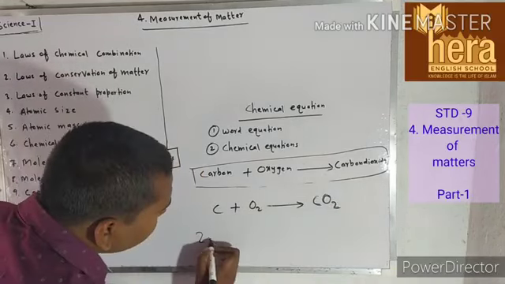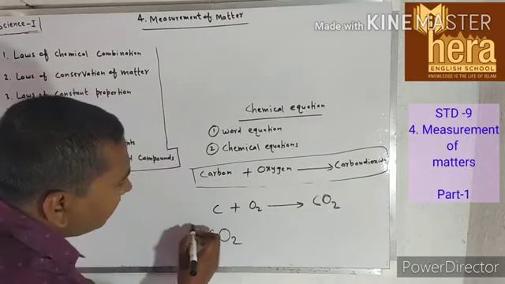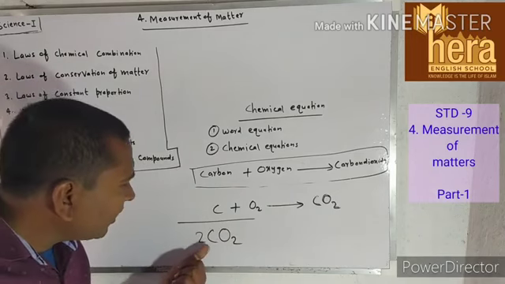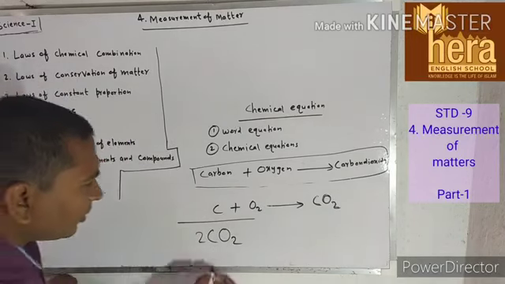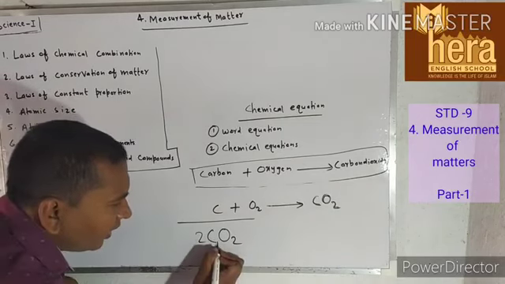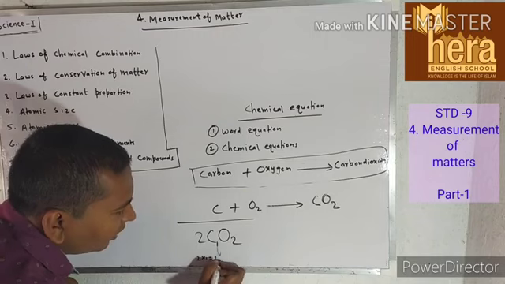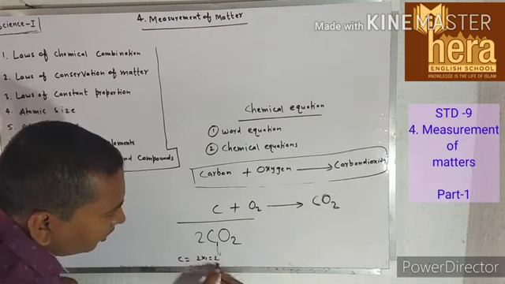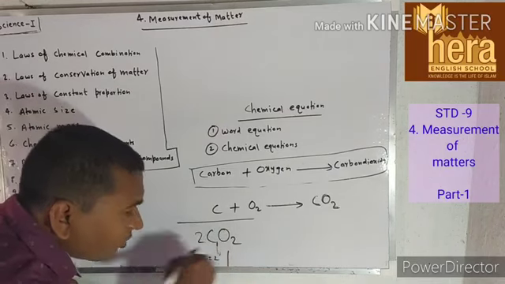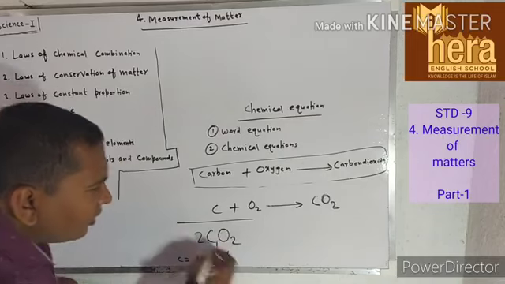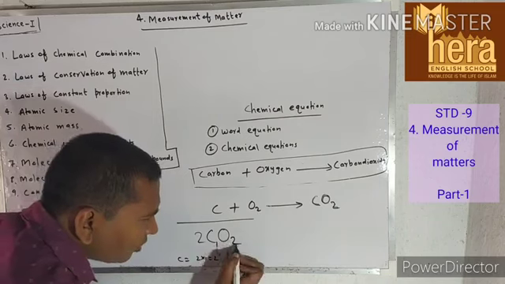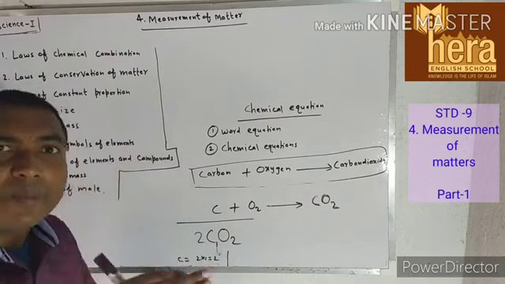If I write 2CO2 and I ask how many carbon atoms are there, what you have to do is: here is one, here is nothing. Nothing means one. 1 into 2 or 2 into 1, that is 2. Number of carbon atoms is equal to 2 in this molecule. In these molecules, how many oxygen atoms are there? If you want to find oxygen, then what you have to do? Here is 2, here is 2 and here is 2. So you have to multiply, not addition.